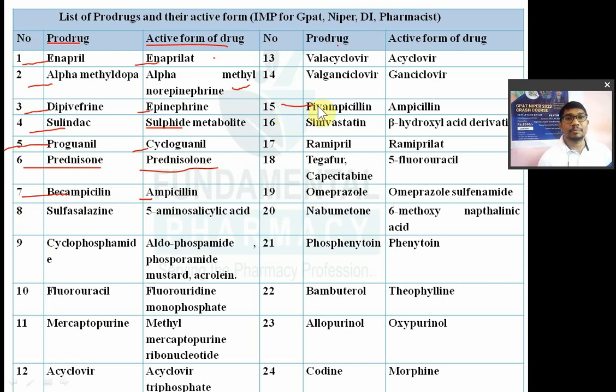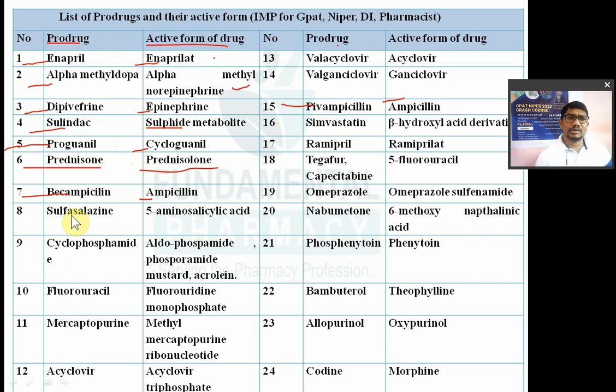Another example is there, pivampicillin. Pivampicillin is also a penicillin and it is converted into ampicillin. So pivampicillin, bacampicillin, then amoxicillin. ये तीन होता है, देखो bacampicillin, pivampicillin एंड amoxicillin. सो ये तीनों का भी एक्टिव मेटाबोलाइट कौन है, ampicillin. Okay.